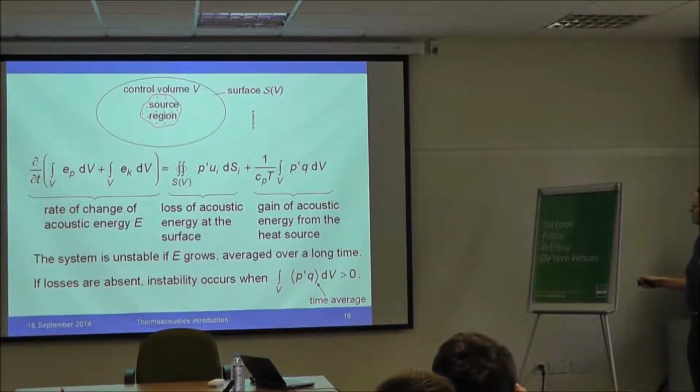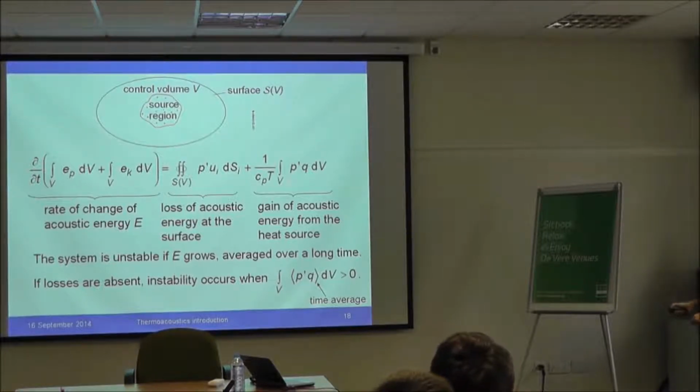And then on the right-hand side, we have the loss of the acoustic energy, that is energy that is lost at the surface, that flows out due to pressure variations and acoustic velocity. And this term represents the gain of acoustic energy from the heat source. It has the heat release term in there, the Q. So if there was no rate of heat release, this term would be gone, and we just have a balance equation saying that the acoustic energy changes because energy flows in and out through the surface.